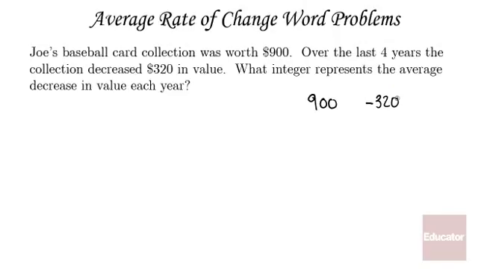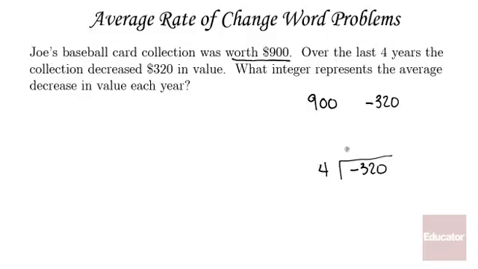So actually, this information here was not necessary to know. It's not asking you how much the value of the baseball card collection has gone down. Rather, it's asking you how much the value went down each year. So let's focus on the negative 320 because that's how much the baseball card went down in value. And we're looking at a period of 4 years. So let's take 320 and divide it by 4 years to find out how much it went down each year.